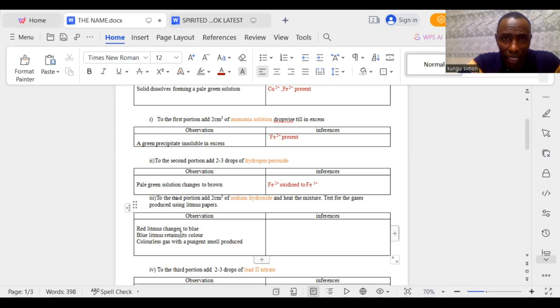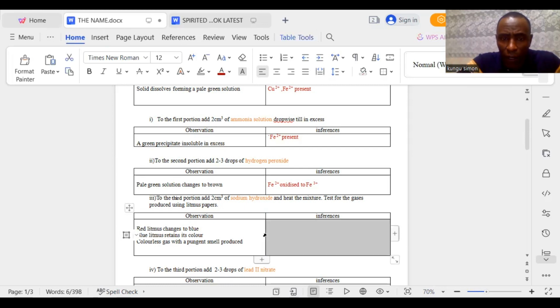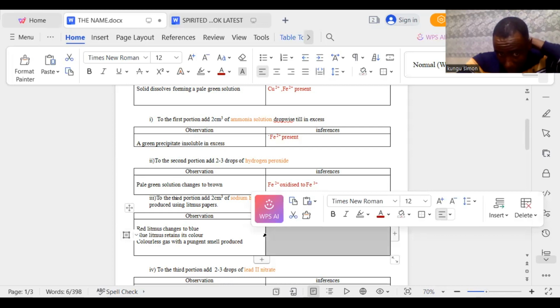Now, talk about the colorless gas with a pungent smell produced. It's always important to mention this every time we are producing a gas. You can always waft and try to mention something about the smell.